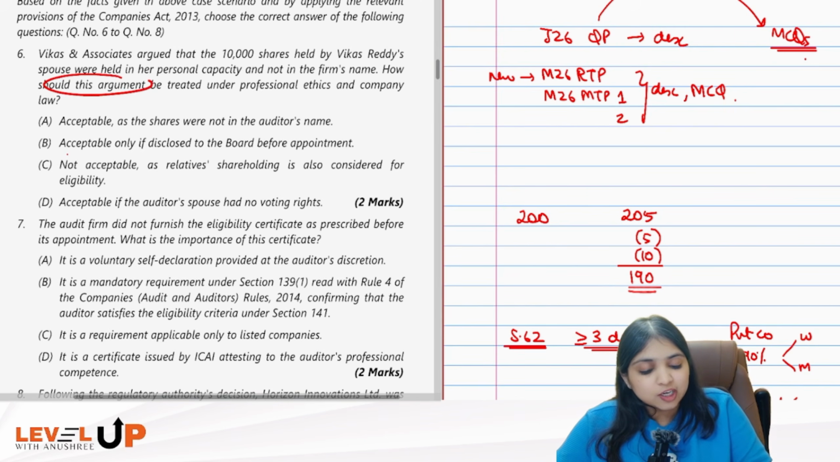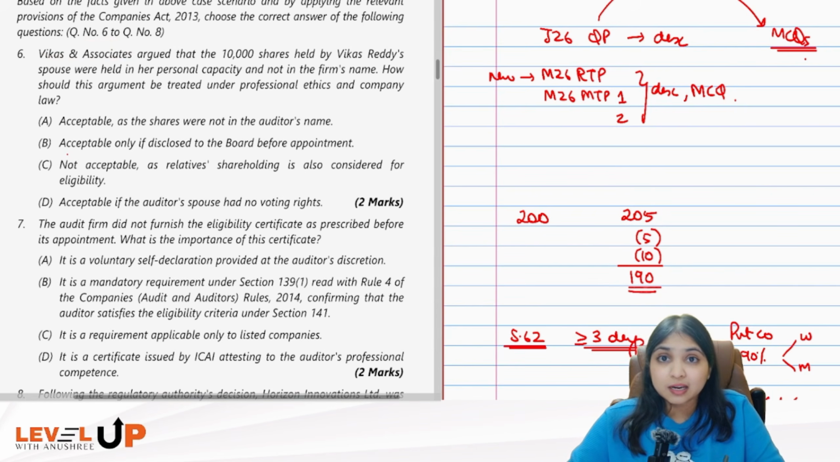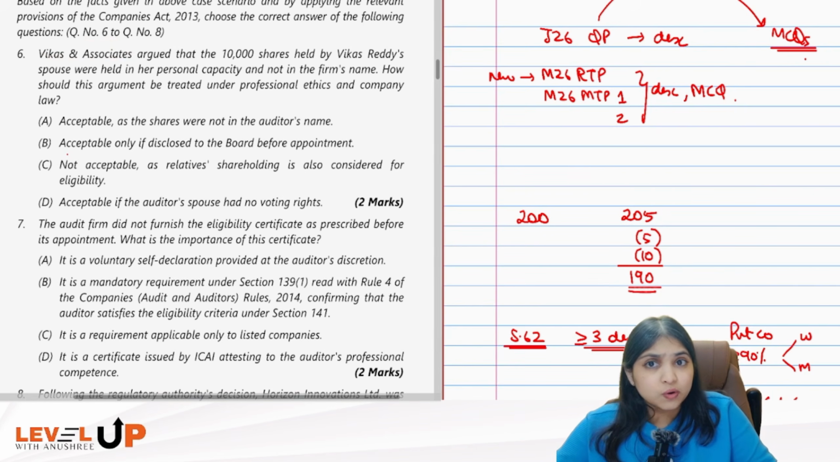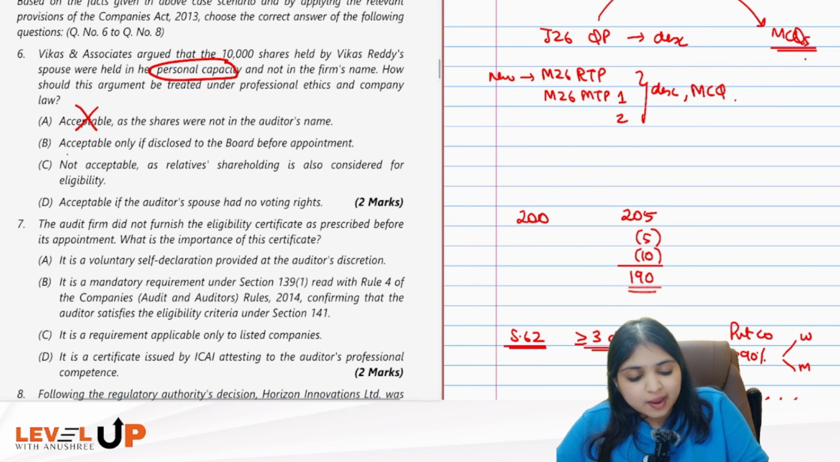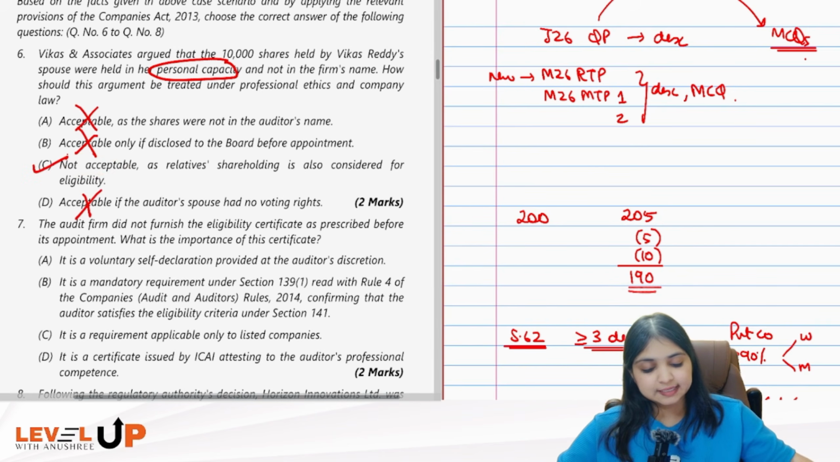So how should this argument be treated? Is it an acceptable argument? Vikas and Associates' argument is that the spouse is owning shares in personal capacity only. The argument is not acceptable. So acceptable will become wrong. So not acceptable, option C.